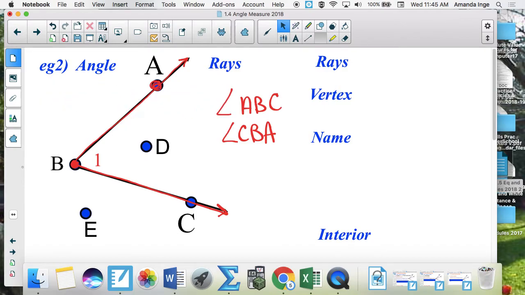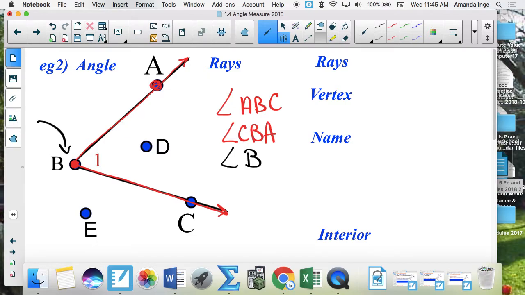Because it is just a single angle up here, we can also call it angle B, which is the vertex. Now this point right here where the rays come together is called the vertex. So the vertex is point B. We can also call this angle 1. If we use 3 letters, the vertex is always the one in the middle.